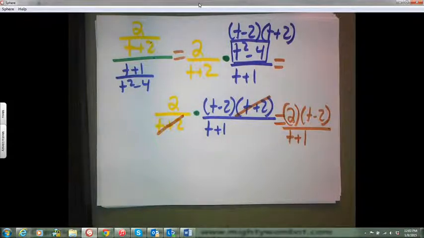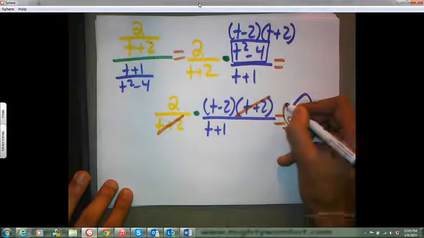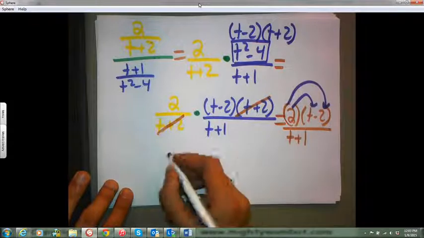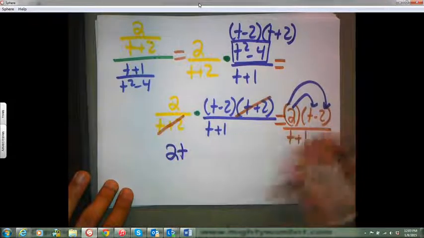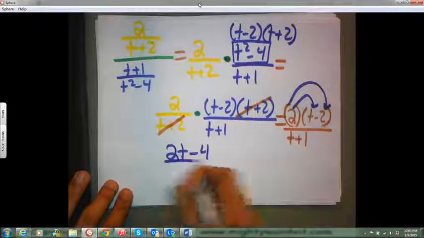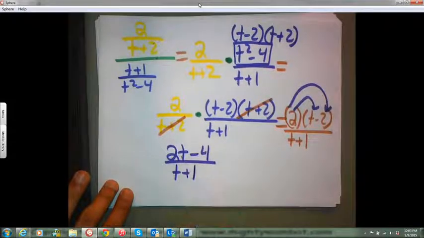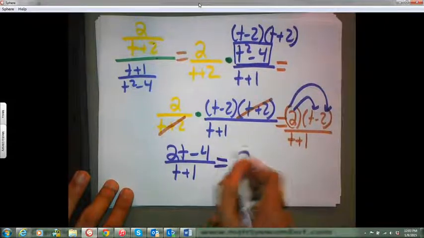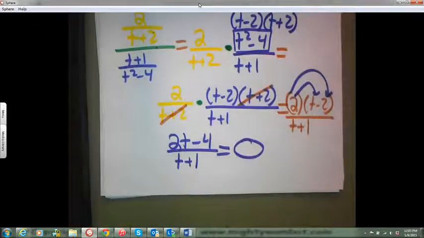Okay, so let's continue on. Now, distribute here. 2 times t is 2t. 2 times negative 2 is negative 4, all divided by t plus 1. And the question is, where does that equal 0? We want to find the roots. Where does that equal 0?